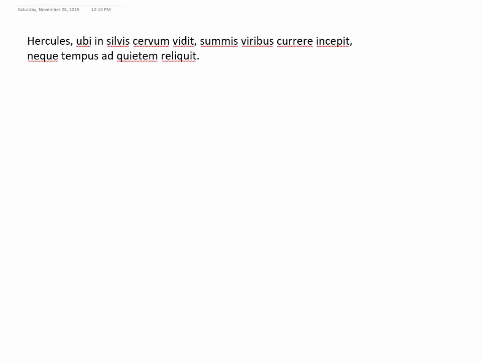So the first thing I'm going to do here is look for anything that looks like a phrase or a clause. So I've got Hercules at the beginning of the sentence. That's looking pretty nounish and pretty nominative. So that's probably a kernel item.